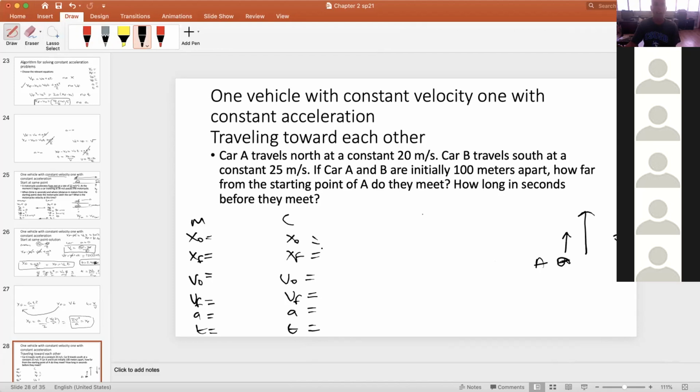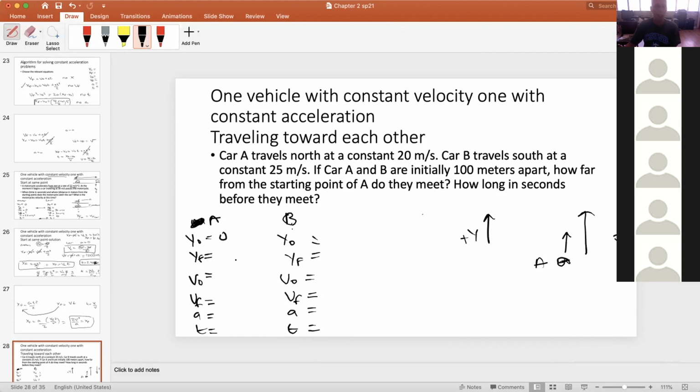You might go, oh, I can do this. It's actually easier to just do it this way. All right, so car A is traveling north. We're going to assume that up is y positive. And we're going to use y's here. So let's change these to y's. That doesn't change anything in the equation other than rename all the x's y's.